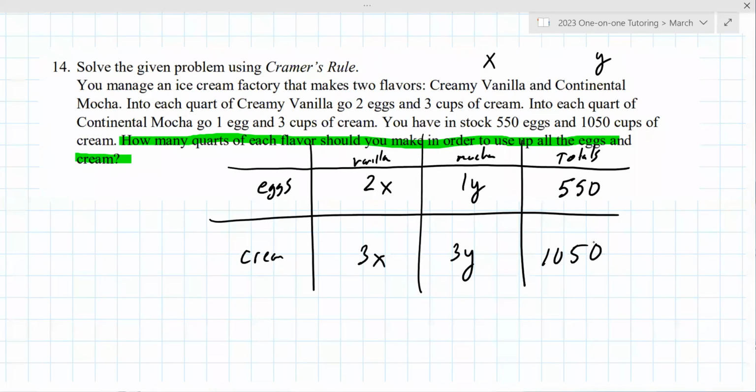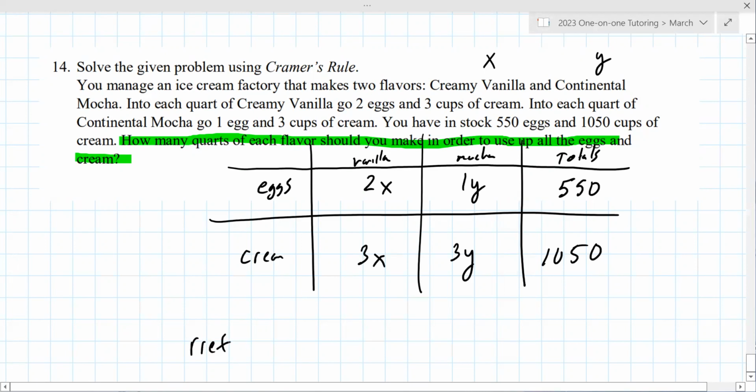Once you set up your system, you can solve it any number of ways. I would always just go to RREF in this case. But any questions on setting it up here?